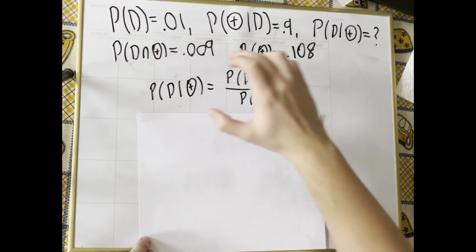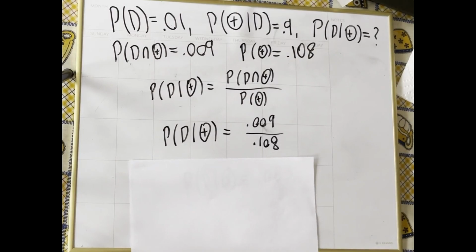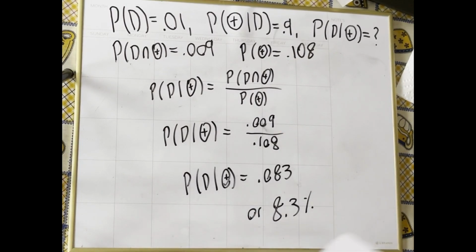So just substituting in this and this, we're going to get 0.009 over 0.108, which is going to give us 0.083 or 8.3%. So in this specific problem, the probability that you are a drug user, given that you test positive for drugs, is 8.3%.